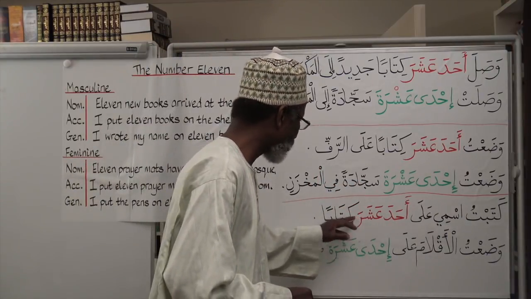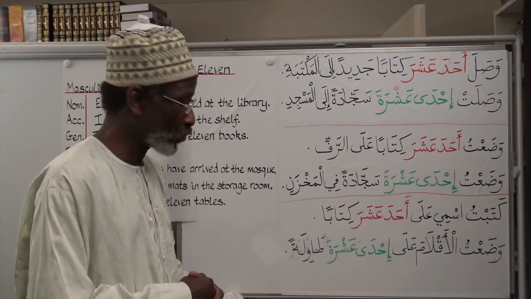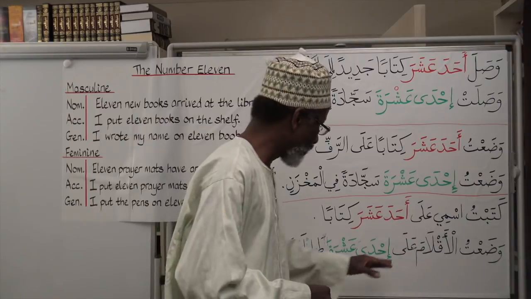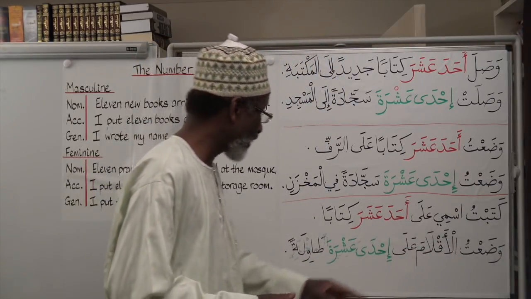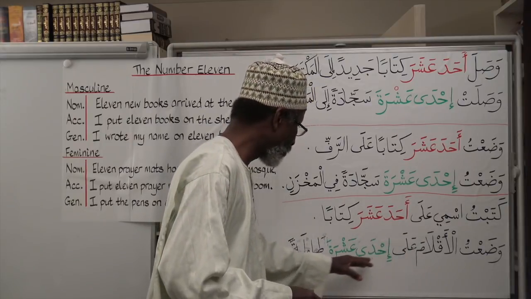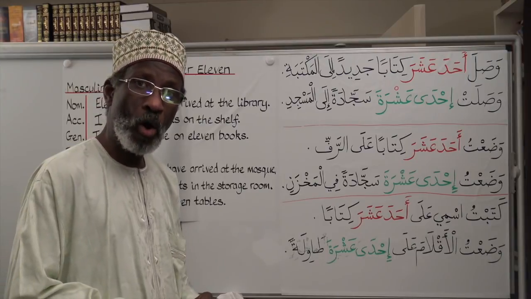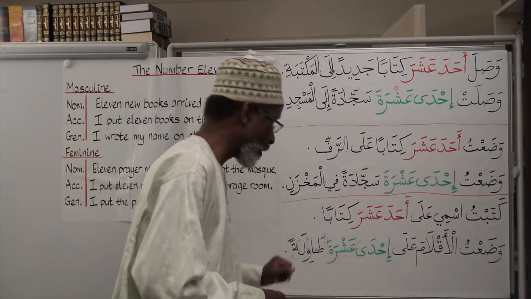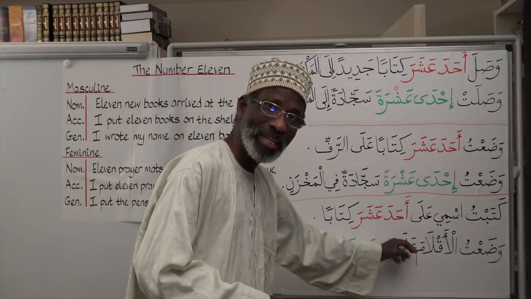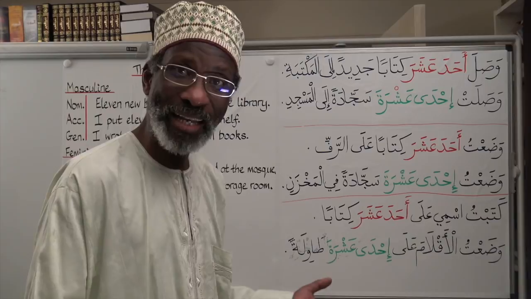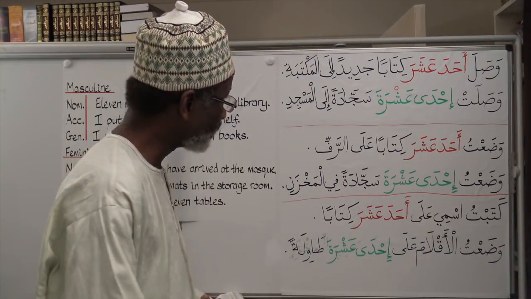Ala ahada ashara kitaban, on how many books? 11 books. The feminine: wada'tul aqlama, I put the pens, ala ihda ashrata tawilatan, on 11 tables. That is genitive because we have a preposition here, and yet it's still carrying the same case ending as the rest. So that is the indeclinable ending.